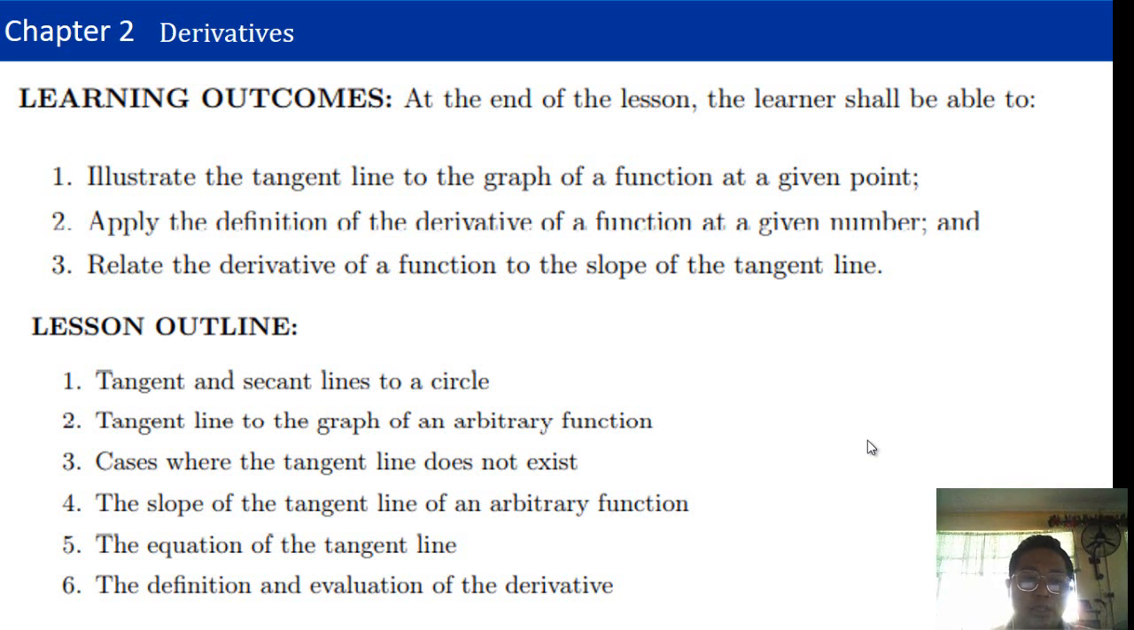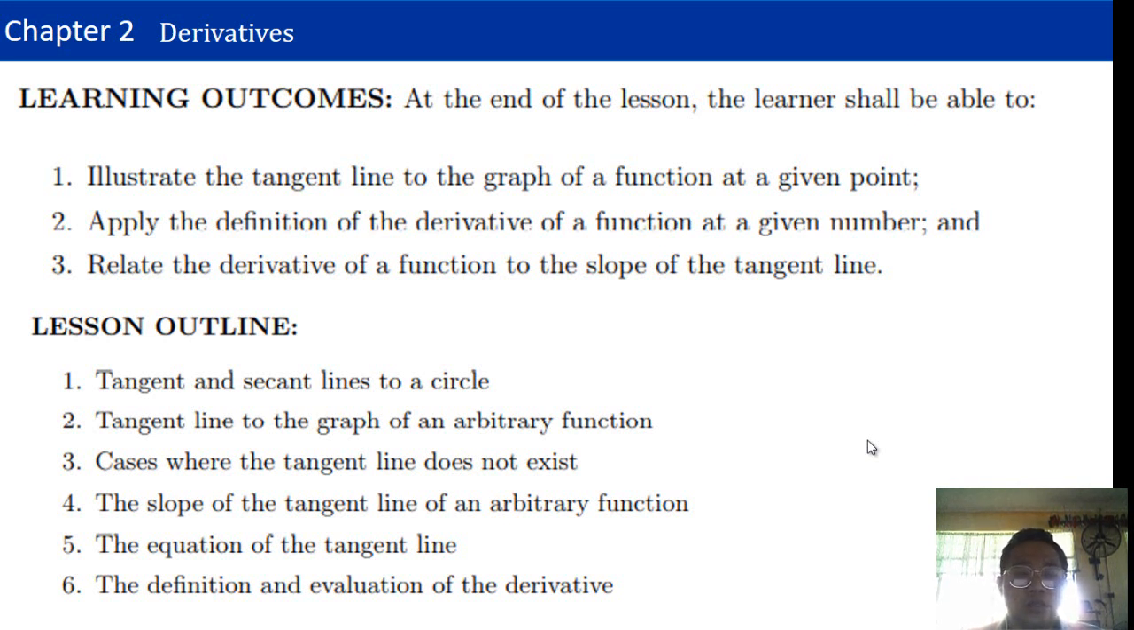So, first is we have to identify what is the meaning of a tangent and secant lines of a circle. That is a part of the review. Then we have the tangent line to the graph of an arbitrary function. And we have cases where the tangent line does not exist, or DNE. And the slope of the tangent line of an arbitrary function, and the equation of the tangent line, and the definition and evaluation of the derivative.